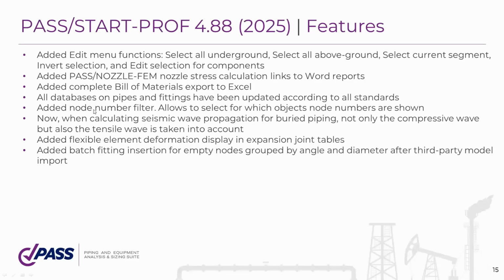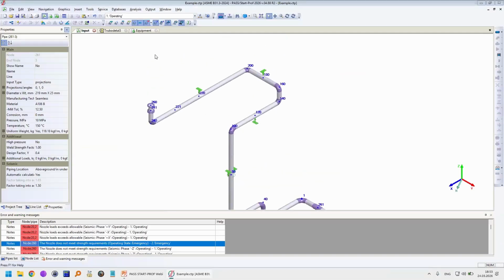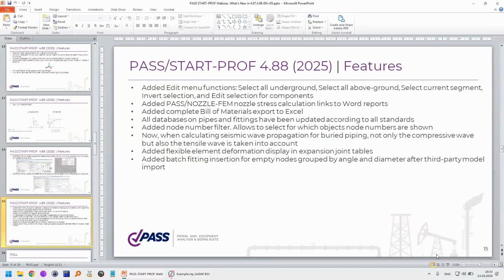And we added a node number filter. It allows you to select which objects you want to see the node numbers at. For example, I want to see the node numbers only at the supports. You select this option, and you see node numbers only at the supports. You can select hangers. In this case, you will see them only at hangers. START-PROF users asked for this feature, and we added it.